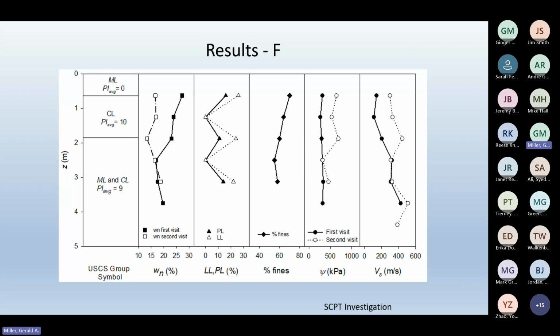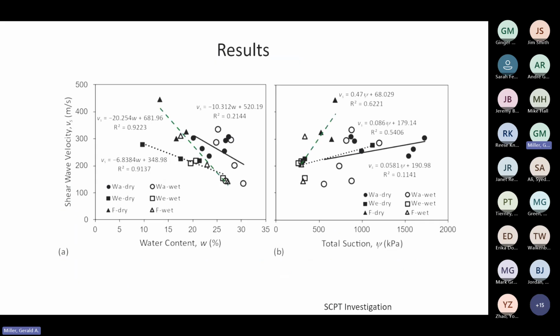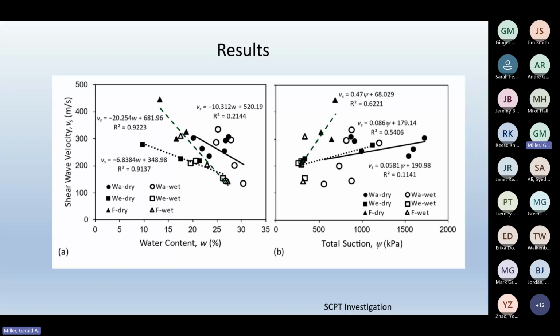So the question is, okay, we know it can change. What do we do with this data? Well, we start plotting things and seeing if there's any correlation. And so for the field data, we plotted water content versus shear wave velocity. And then we plotted total suction versus shear wave velocity. And the water content, at least for 2 of our sites, is strongly correlated to shear wave velocity. You can see the coefficients of determination are both above 0.9. The other site, not so good, but the trend is in the right direction.